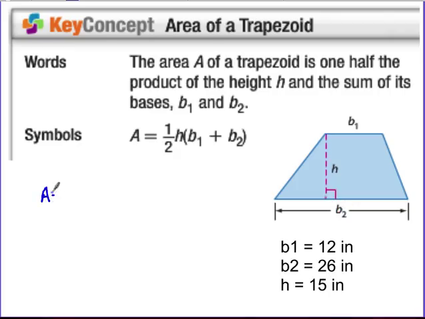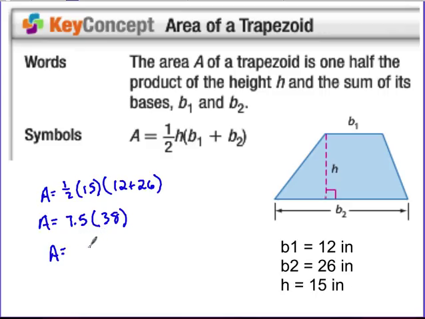So we can find the area of this trapezoid. Area is 1/2 times the height, which is 15, times the sum of the two bases, which would be 12 plus 26. So we'll just work through that. Area 1/2 times 15 is 7.5. 12 plus 26 is 38. And 7.5 times 38, the area is 285 inches squared.